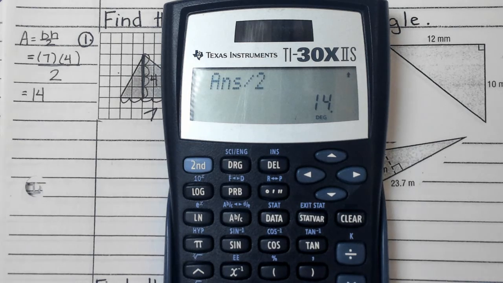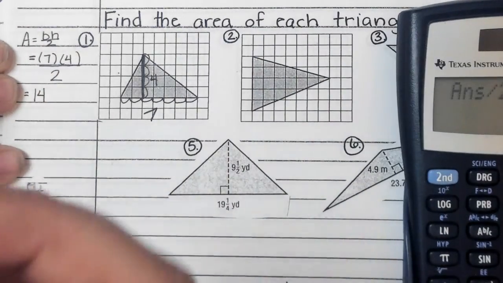So I get 14. What do I need to put next to that, though? Units?